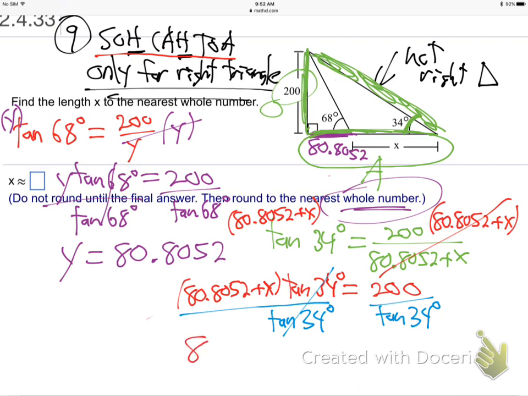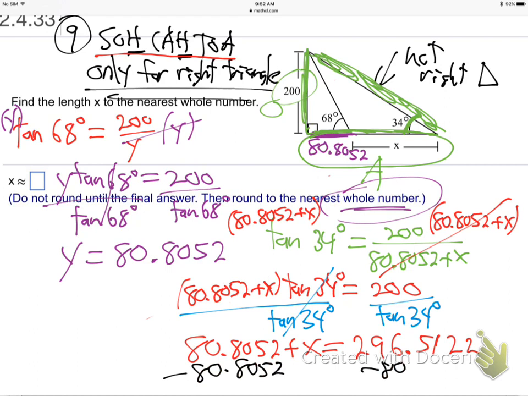All right, so 80.8052 plus x, and then whatever your calculator says on that other side, 200 divided by tan 34. I'm getting 296.5122, and I'm going to use 4 places again. Just use more accuracy than you need. And that's nicer, huh? And then just subtract the 80.8052, and we're there. Good work.